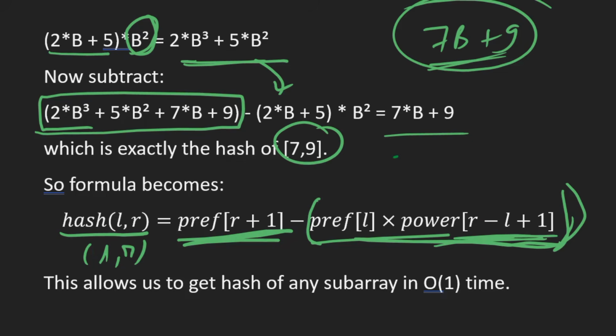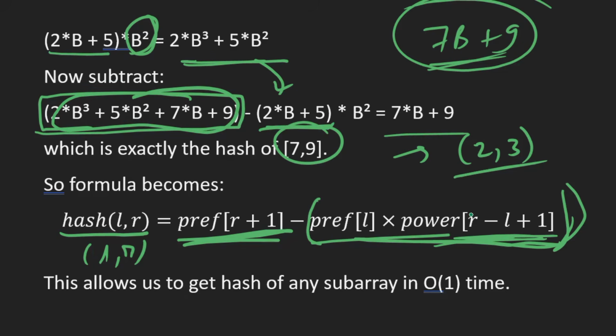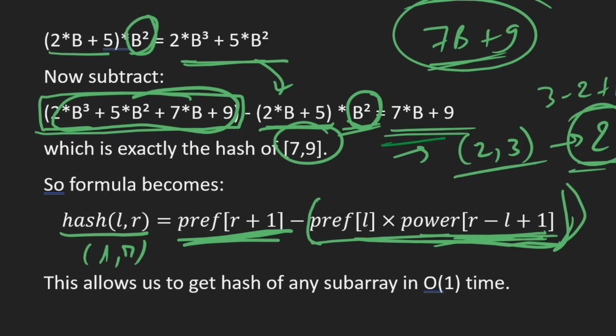Here the range was, we have to find the range from 2 to 3, right? Prefix of 2 to 3. So prefix of R plus 1 is this whole prefix, minus prefix of L, which is 2b plus 5, and the power difference between 3 and 2 is 3 minus 2 plus 1, which is 2. So the power of 2 is b square, so we multiply with that and we get our prefix.